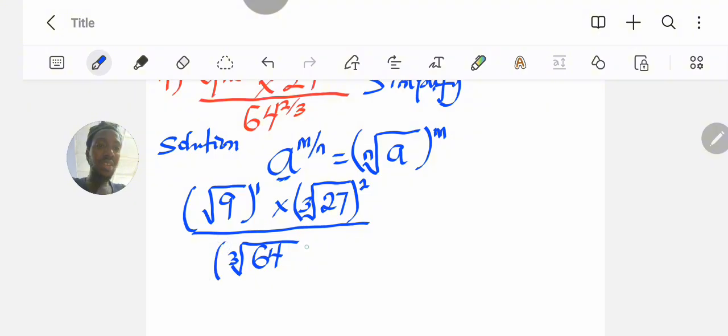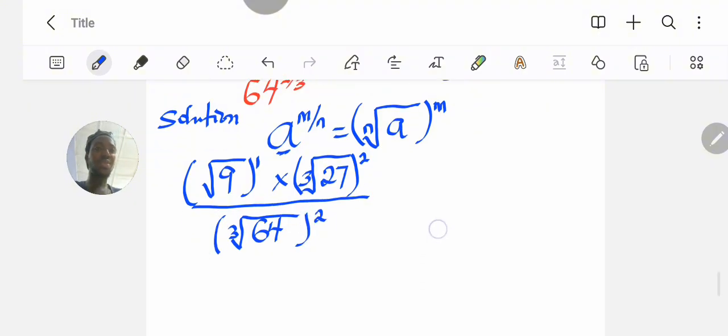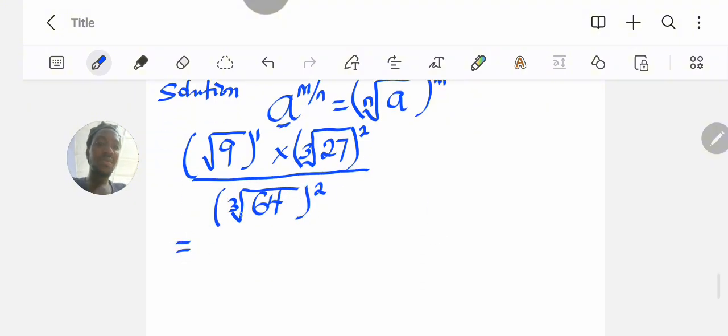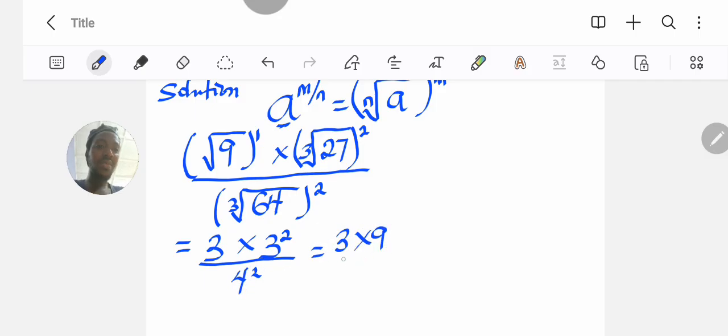You put your 3, you put your 2. All right, so from here now, the square root of 9 is 3 raised to the power of 1, which is still 3, times the cube root of 27, which is 3 raised to the power of 2. The cube root of 64 is 4 raised to the power of 2. Now this is 3 times 9 over 16, and this will give us 27 over 16. So this is our answer. If you like, you can leave it in a mixed fraction.